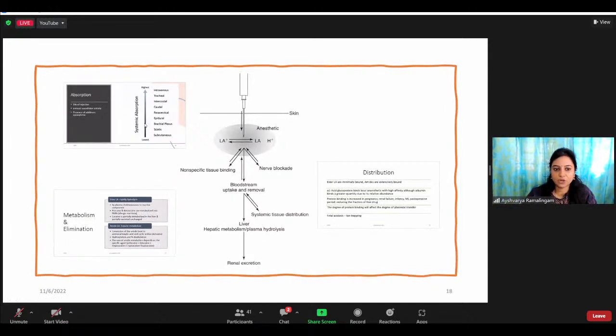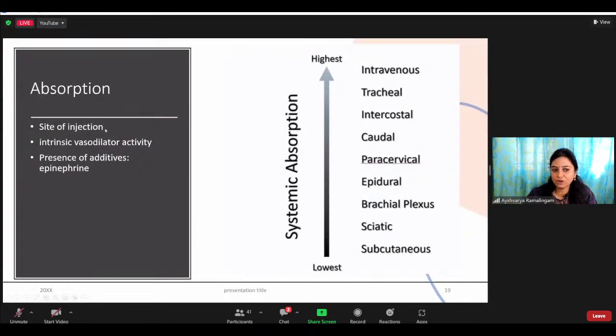You can see in absorption, it depends upon the site of injection also. In sites where there is increased vascular supply, such as intercostal, and where the mucous membrane is highly permeable, tracheal, and IV, of course, bioavailability is 100%. So whenever in these areas there is increased systemic absorption of the drug, and hence there is an increased risk of toxicity. So you have to be very careful with the maximum dose of anesthetics used. The lowest being the subcutaneous one.